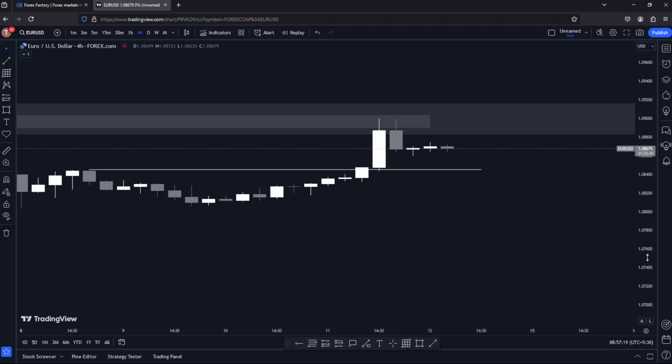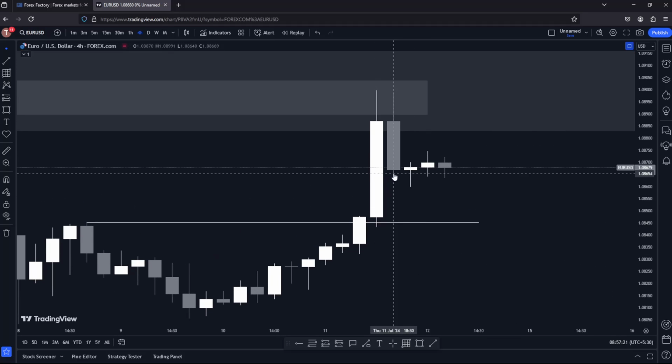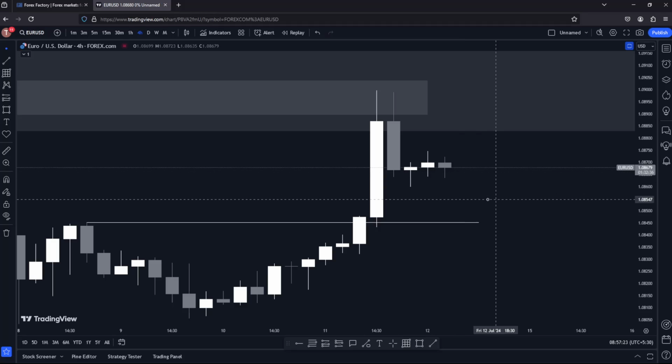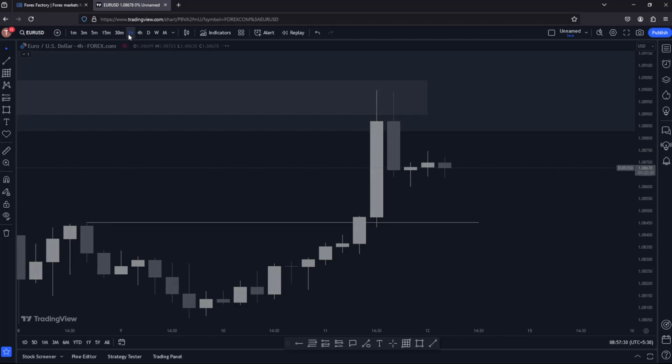Now this is a 4-hour chart, and what we can see is that price is in some kind of a sideways zone. So I'm still not pretty much sure about the bias in the 4 hours. So let's move to the 1 hour.